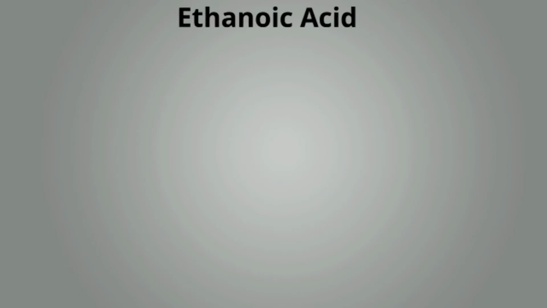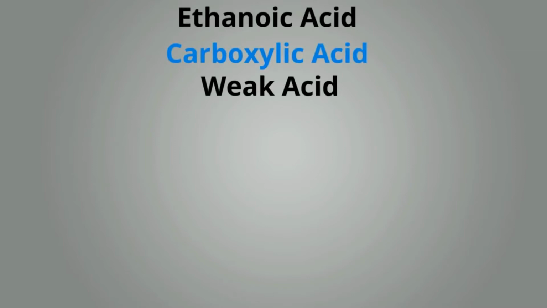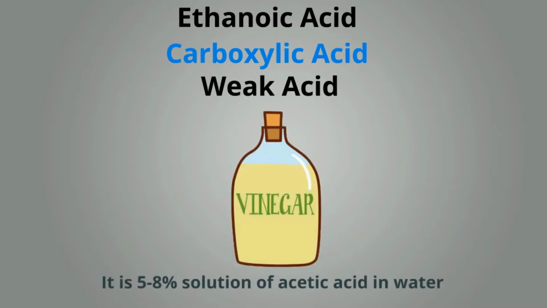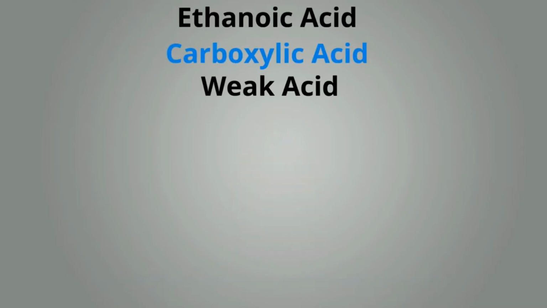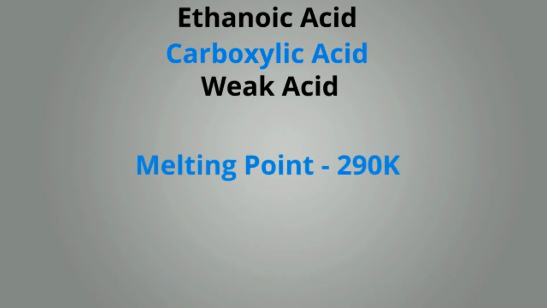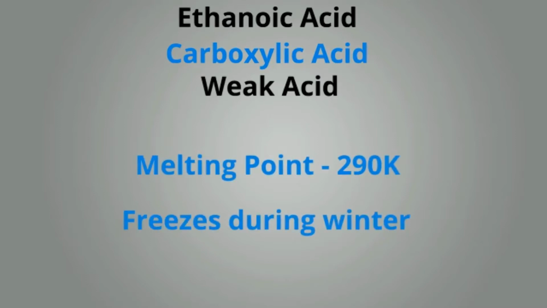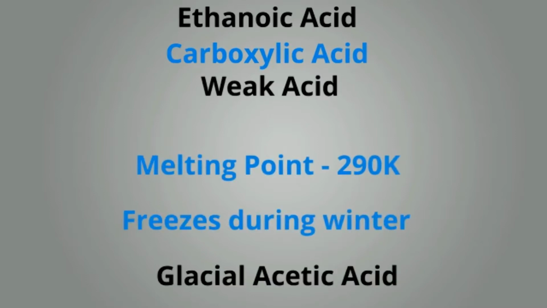Now let us study another organic compound, ethanoic acid or acetic acid. It belongs to a group of compounds called carboxylic acids. As the name suggests, they are acidic, but unlike acids like HCl, they are weak acids. A 5 to 8% solution of acetic acid is called vinegar, which is widely used in cooking and in preservatives. The melting point of pure acetic acid is 290 K, so it freezes during winter. Frozen acetic acid is called glacial acetic acid.